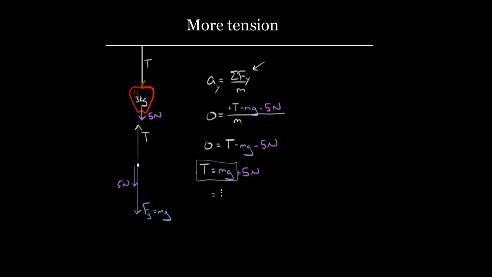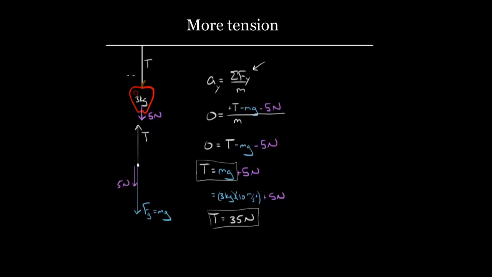The mass was 3, so we'll have 3 kilograms times the acceleration due to gravity, which is 9.8, but to make the numbers nice, let's just round to 10 meters per second squared. That way we don't get lost in details and decimals. So plus 5 newtons. So it's mg when it's just hanging there, but if there are extra forces, it won't be mg. In this case, with a 5 newton force downward, it's going to be 30 plus 5, so it's going to be 35 newtons.